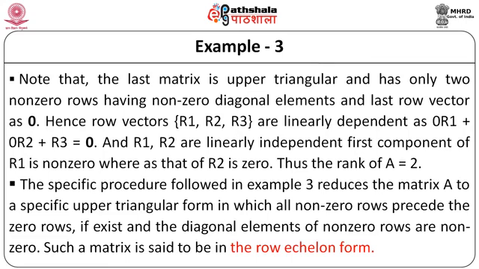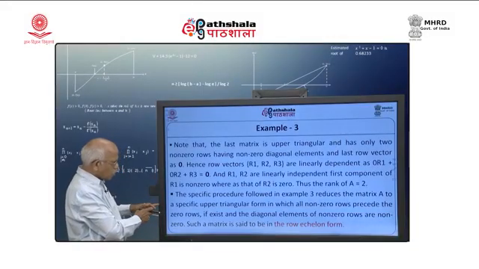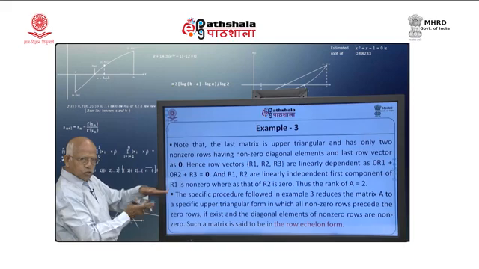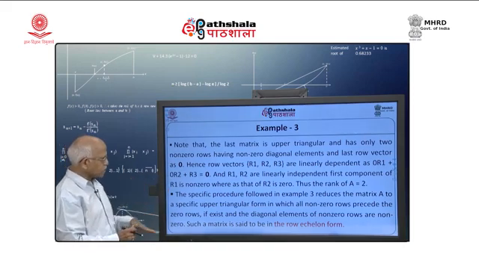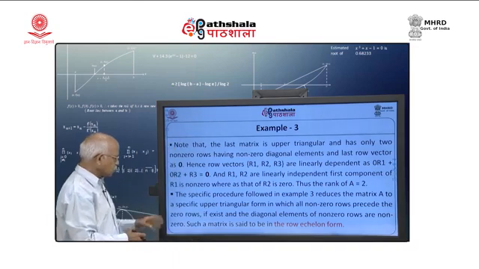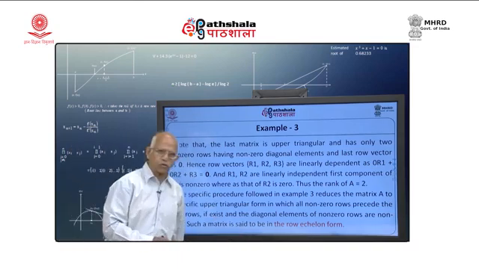and thus the rank of A is equal to 2. The specific procedure followed in example 3 reduces the matrix A into a specific upper triangular form, in which all non-zero rows precede the 0 rows. If the diagonal elements of non-zero rows are non-zero, such a matrix is said to be in row equivalent form. So, if in the matrix all non-zero rows precede 0 rows, and all diagonal elements of non-zero rows are non-zero, then we consider it a row equivalent form of a matrix.